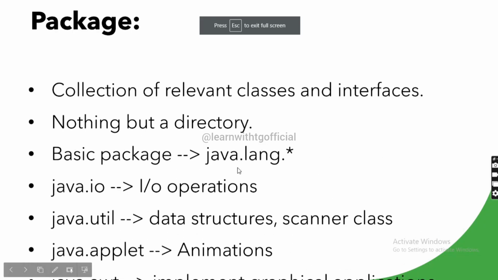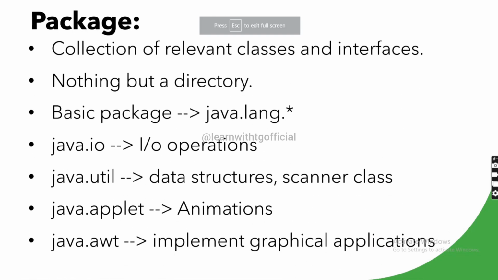Packages in Java. A package is a collection of relevant classes and interfaces. It is nothing but a directory. The basic packages in Java are java.lang.*, and IO operations, that is input or output operations, are present in java.io. The java.util package has data structures and the Scanner class.